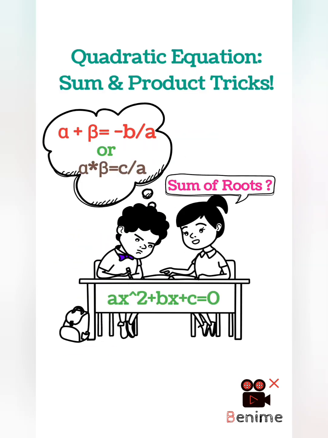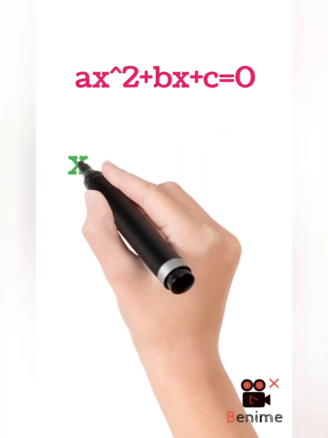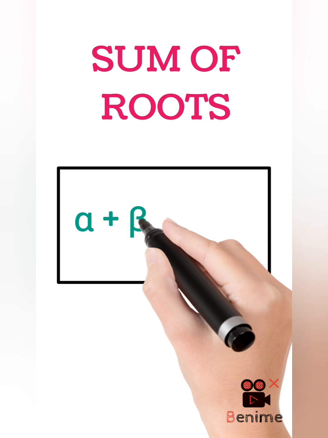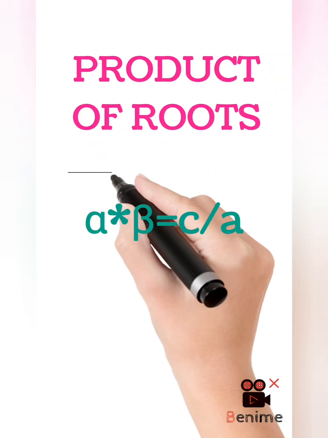Sum and product tricks. a, b, c are the coefficients of the equation. Alpha and beta are roots of the equation. The sum of roots, alpha plus beta, equals negative b divided by a. The product of roots, alpha into beta, equals c divided by a.